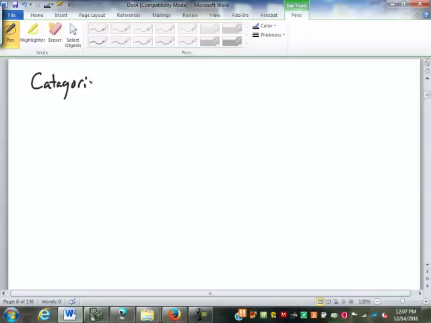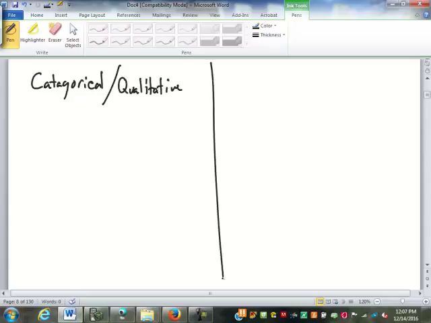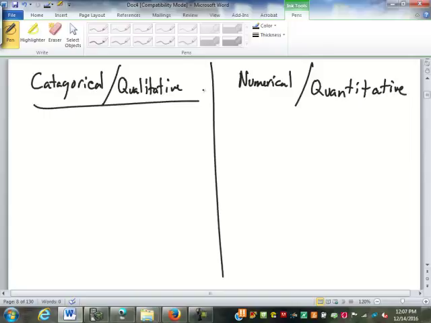There's categorical, sometimes called qualitative. And then there is numerical, or sometimes called quantitative, depending on what textbook you're looking at. And so categorical, all of statistics is about asking a question: what's your favorite color? What's your major? How tall are you? How much do you weigh? What's your income? If the answer to that question is a category, that would be categorical data. If the answer to the question is a number, it's numerical data.